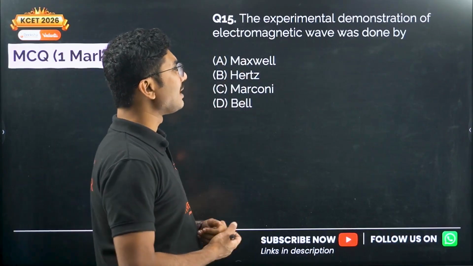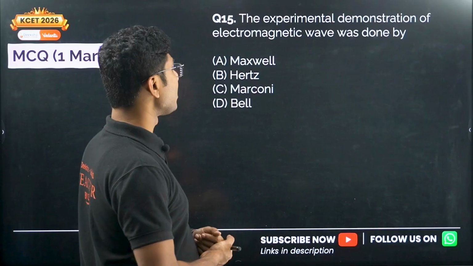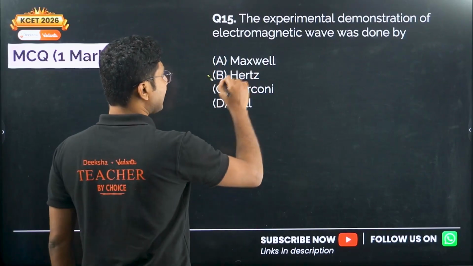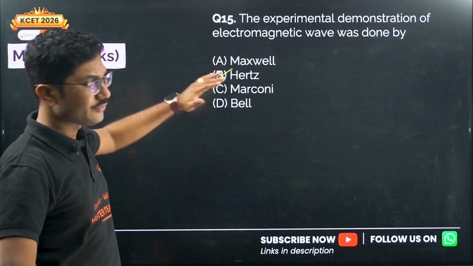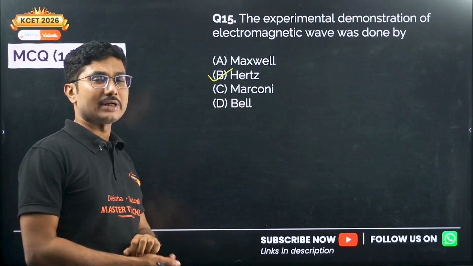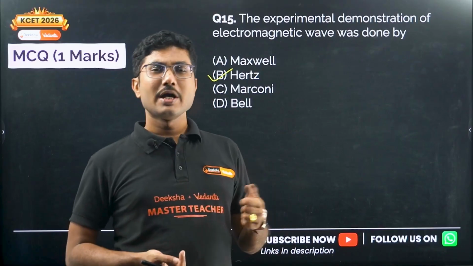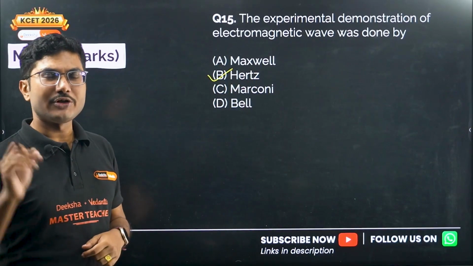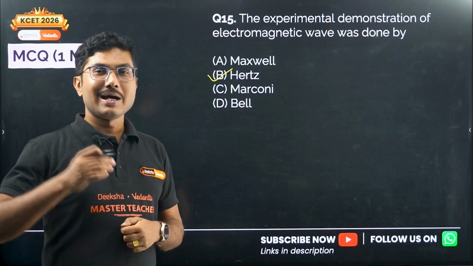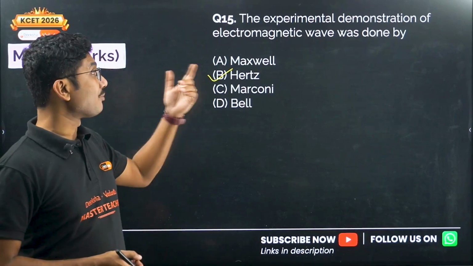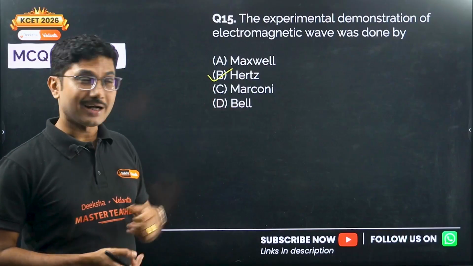The experimental demonstration of electromagnetic waves was done by Maxwell, Hertz, Marconi or Bell. It was done by Hertz. Hertz first showed the existence of electromagnetic waves, how perpendicular electric and magnetic fields can produce electromagnetic waves, and in honor of his name, the SI unit of frequency was named Hertz. So if you see 50 Hertz, we are solving alternating current problems. That Hertz and this Hertz are the same.